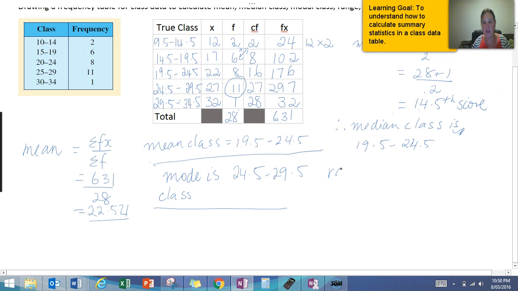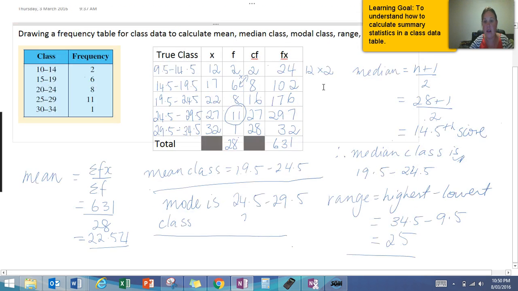For our range, just as before, range is equal to the highest minus the lowest score, and we basically just look at what our starting score is. So we have our end score is 34.5 minus 9.5. Don't worry that we've added those 0.5s, because we added 0.5 to the beginning and we also added an extra 0.5 to the end, so it's not going to make any difference in finding the difference of those. So 34.5 minus 9.5 is 25. Therefore for this question our range is 25.